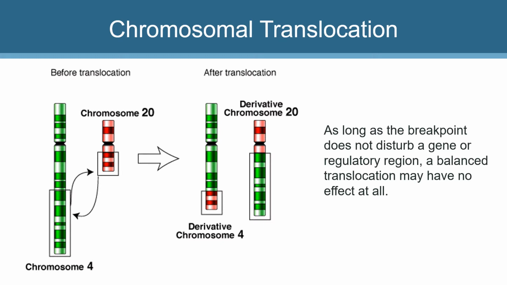Chromosomal translocation results when the material from one chromosome switches places or is added to another chromosome. Shown here is a balanced translocation. As long as the breakpoint does not disturb a gene or a regulatory region, a balanced translocation may have no effect at all.